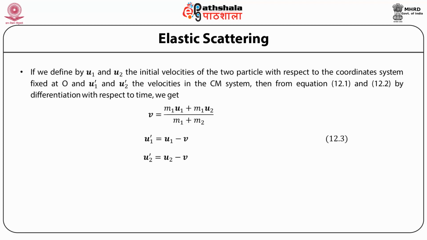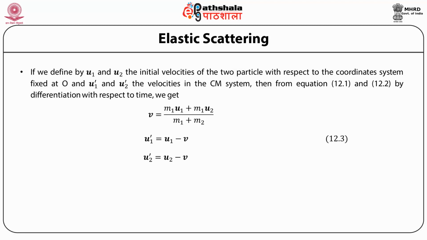Now, if we define by u1 and u2 the initial velocities of the two particles with respect to the coordinate system fixed at the origin O, and we define by u1 prime and u2 prime the velocities in the center of mass system, then from the equations which relate the coordinates with respect to the coordinate system with origin at O and the center of mass, we obtain the velocity of the center of mass v to be equal to m1 u1 plus m2 u2 divided by m1 plus m2, just simply by differentiating the position vector of the center of mass. So this is v.